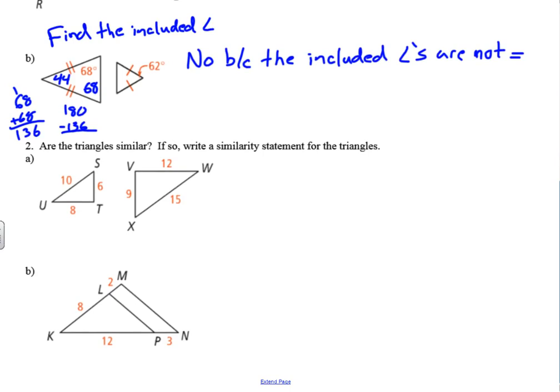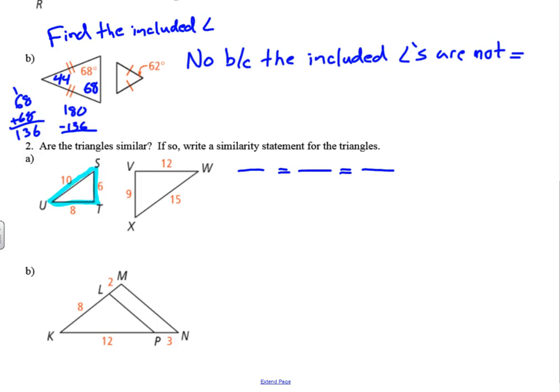Are the triangles similar? If so, write a similarity statement for these triangles. Here we're given the sides, so possibly we could use side-side-side as a reason. Here's what I like to do. I like to write out these, and I like to pick one of the triangles, and I'll get a highlighter here.